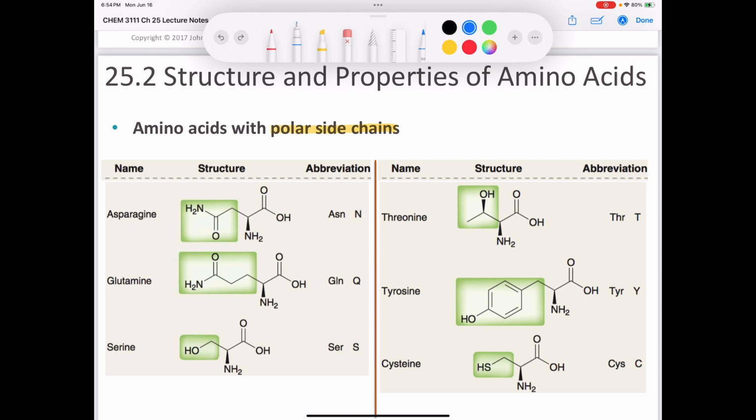Next, we have amino acids with polar side chains, and you can notice some common features here. Three of them have hydroxyl groups, which of course are polar. Then we have primary amides on two of them, and a thiol on one of them. If we go through them, some of these I've found easier to memorize than others.